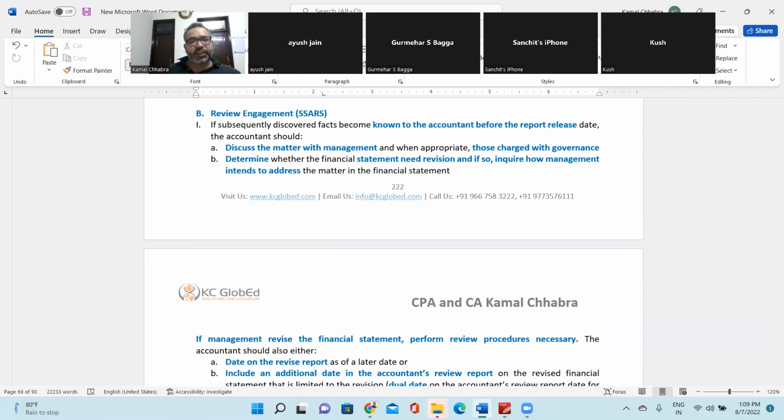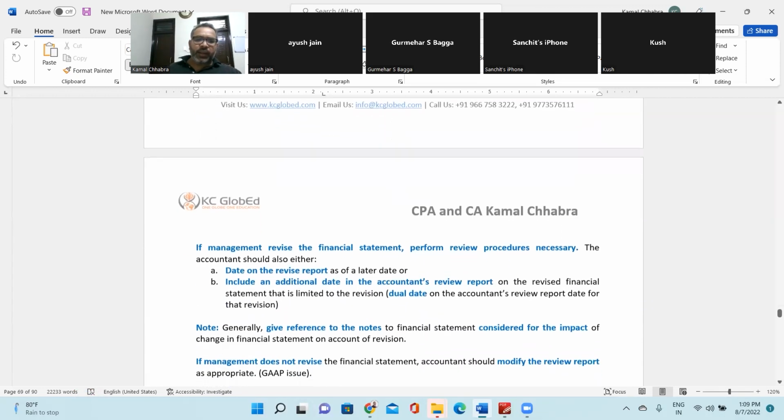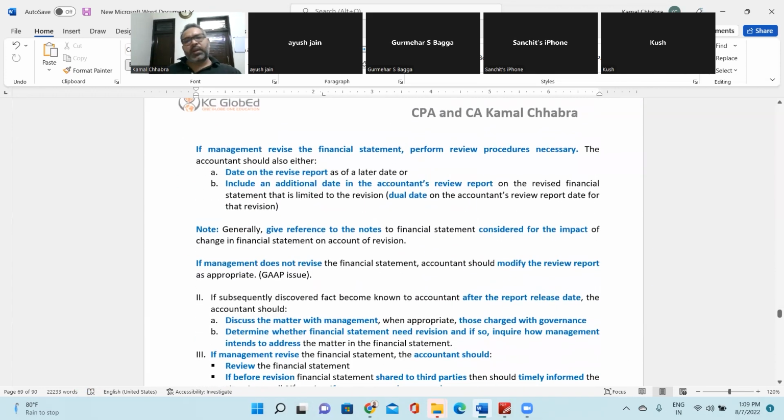Determine whether the financial statements need any revision, and if so, inquire how management intends to address those revisions in the financial statements, right? If management revises the financial statements, perform the review procedures necessary. So for example, if management has made the required changes, then you need to perform the review procedures on the revised financial statements, right? The accountant should also either date the revised report as of the later date or include an additional date, dual-date signing.